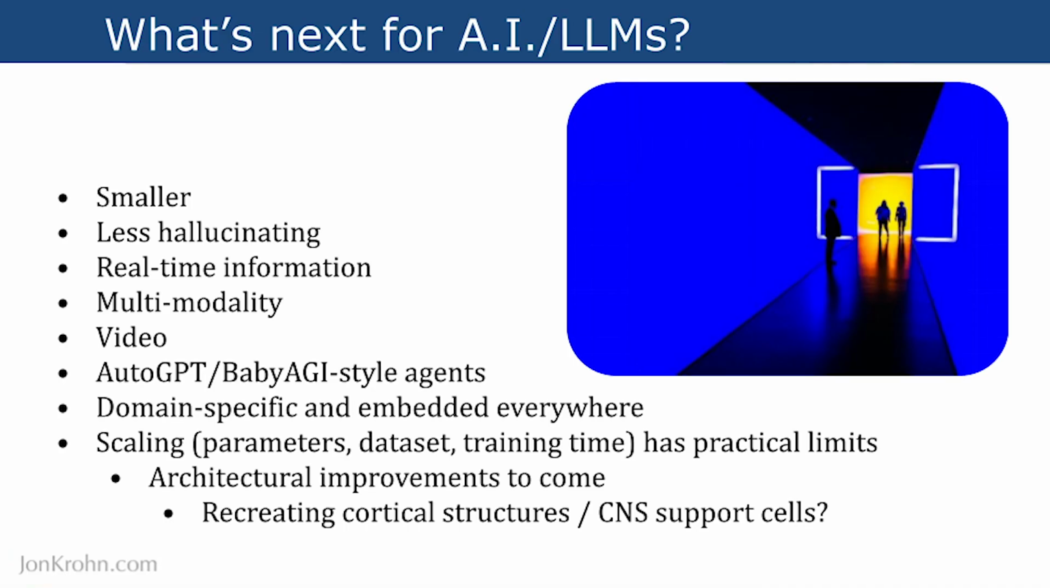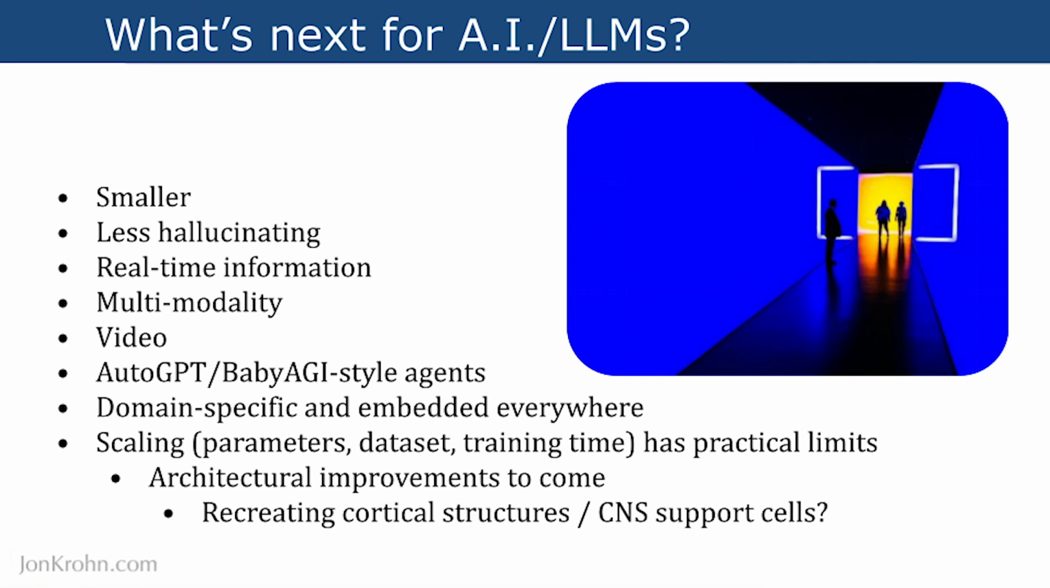The kinds of things that are going to be happening next with LLMs are that they're going to be smaller, less hallucinating, more real-time information, more modalities handled, better video generation, agents like AutoGPT that can perform very complex tasks by assigning subtasks to other GPT-4 agents.